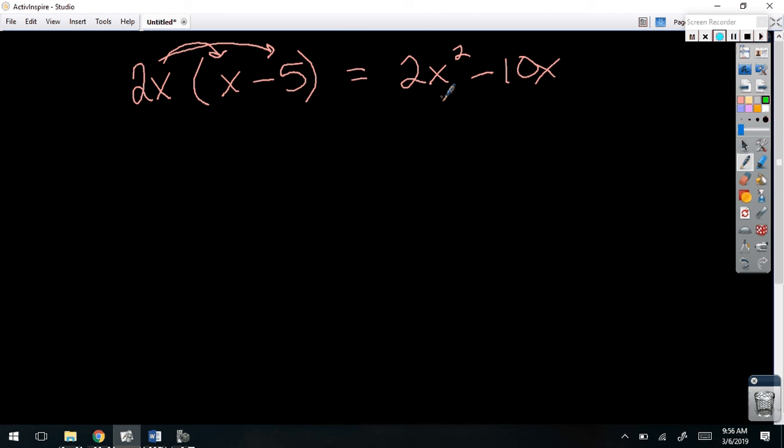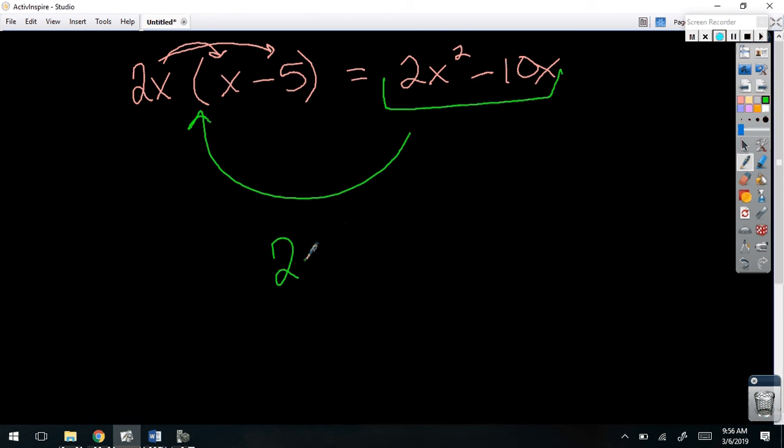2x times x is 2x squared, and 2x times -5 is -10x, right? I distributed. That's what we've been doing in this chapter, multiplying. Now what we're going to do is take this and make it look like this. Okay?